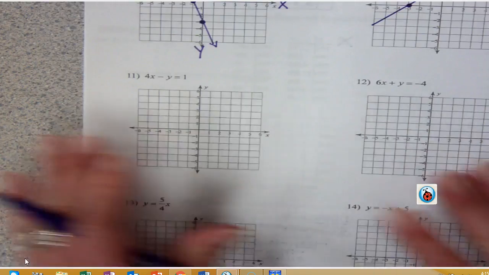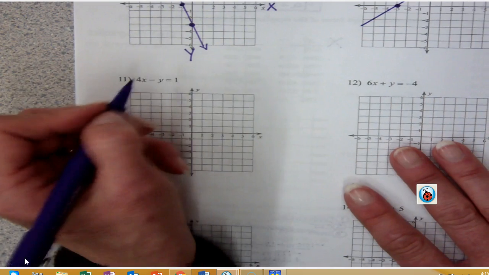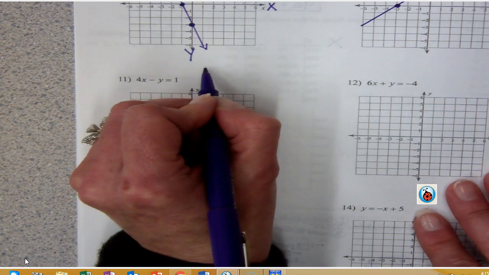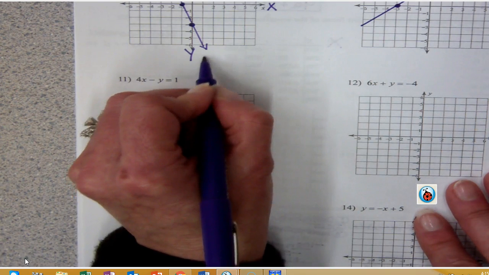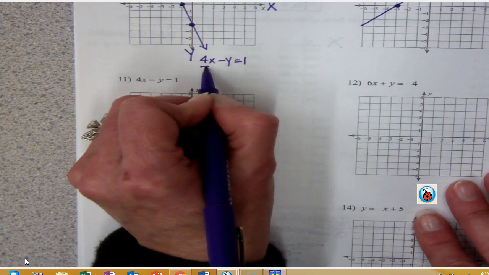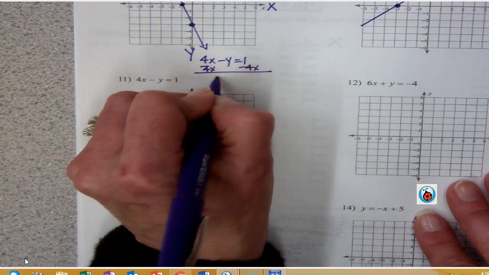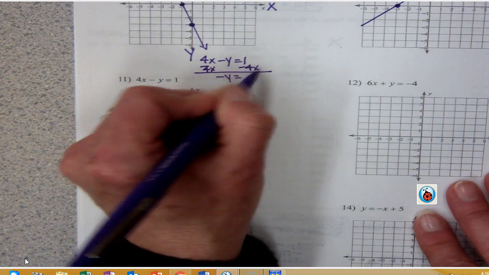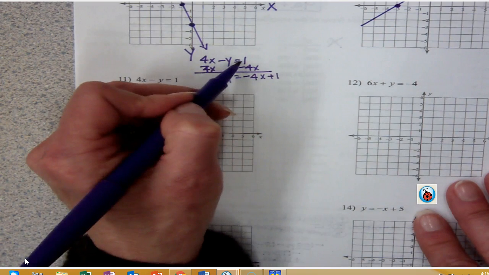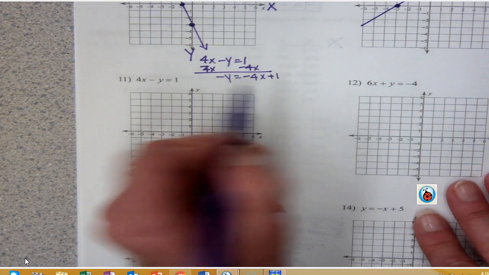Okay, moving on. Same thing here. It's in standard form. I need to get it into slope-intercept form. So I'm going to take my 4x. I'm going to come up here just so I have more room. 4x minus y equals 1. I'm going to subtract 4x from both sides. And I get -y equals, I cannot combine these, so they go side by side, -4x. This is a +1 because there's not a negative in front of it. So here's my equation up until now.